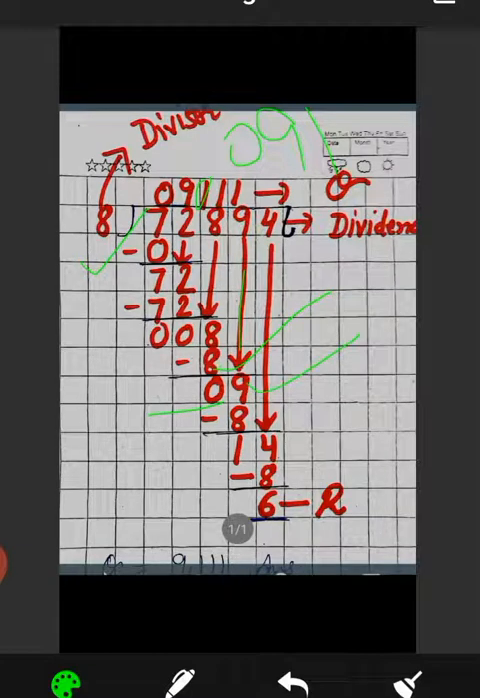Now 8 twos are 16, which is more than 9. So 8 ones are 8. You will write 1 here. Write 8 below. 9 minus 8 is 1. So write 1 here. So next is the ones place, 4. Bring it down. That is 14.